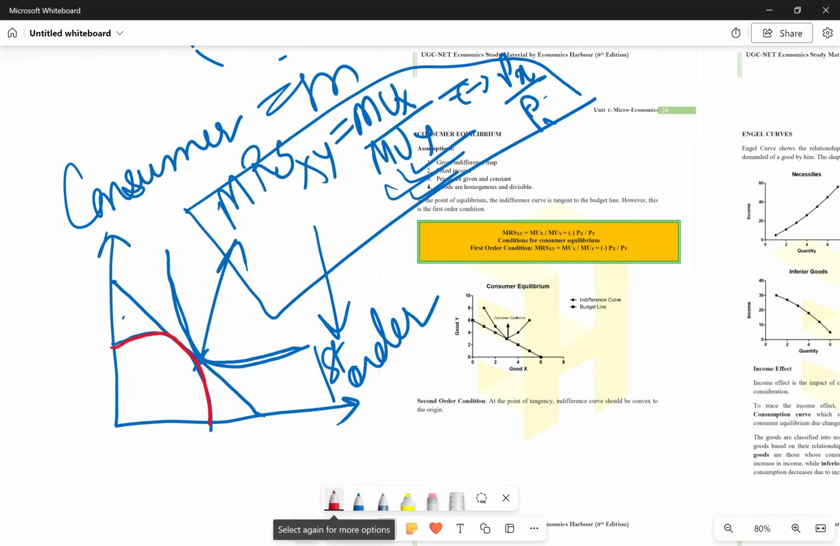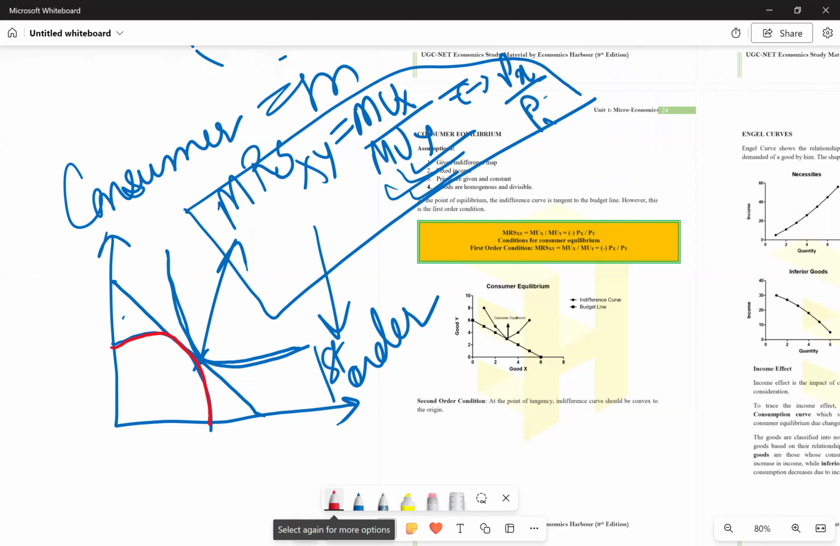So the concave indifference curve will not give you that optimum level of satisfaction, simply because you're sacrificing more and more of good Y for each additional unit of good X, which is not possible, simply because the goods are not perfect substitutes. They are imperfect substitutes. So you need to consume both X and Y.